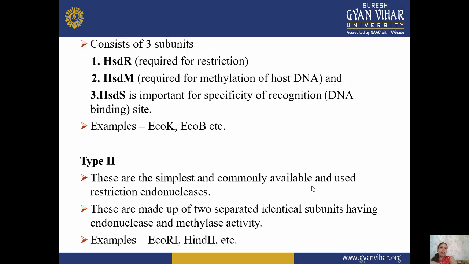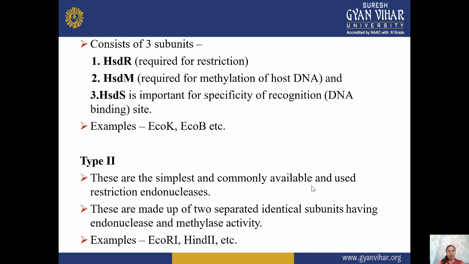Now it consists of three subunits. This type 1 enzyme which we are talking about consists of three subunits: HsdR, which is required for the restriction, HsdM, which is required for the methylation of host DNA, and HsdS, which is important for specificity of recognition, that is the DNA binding site. So HsdR is required for the restriction. There are three subunits, this you should remember.